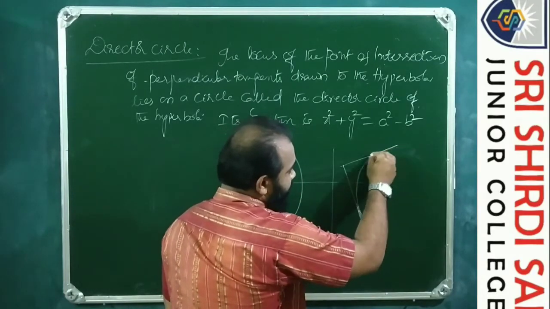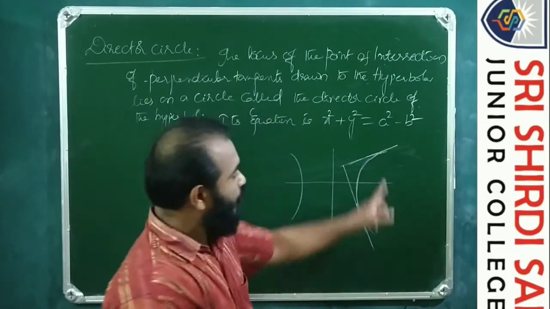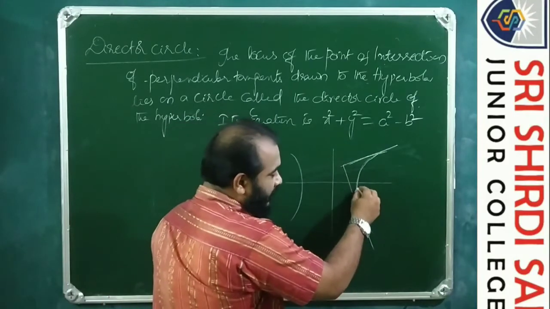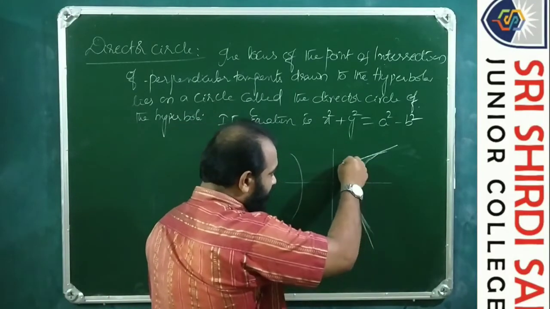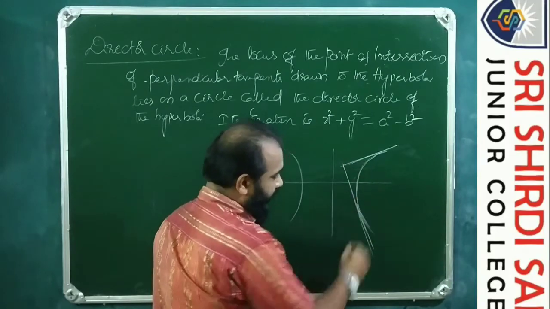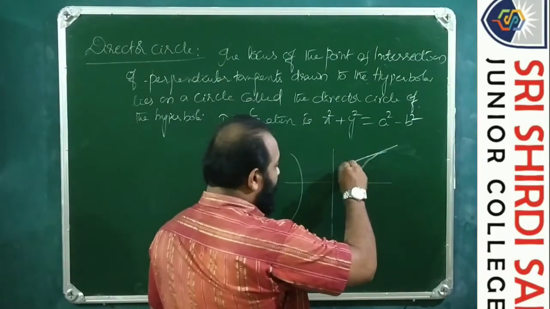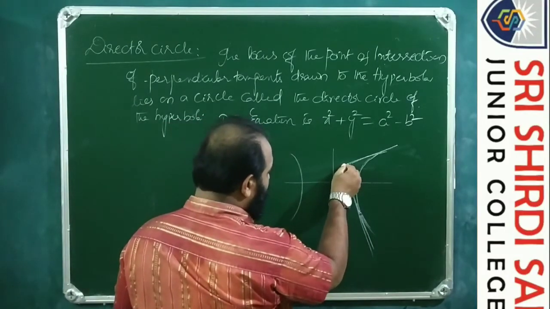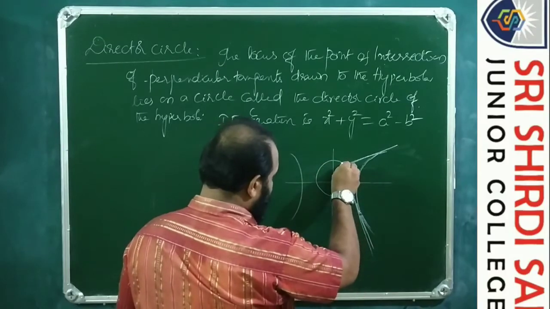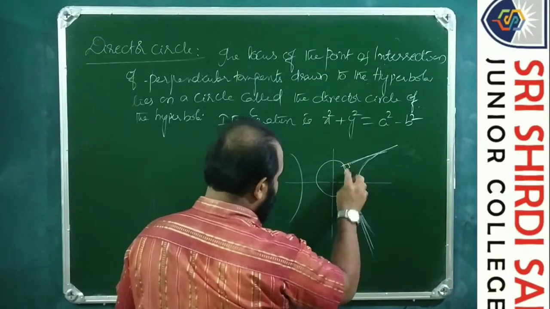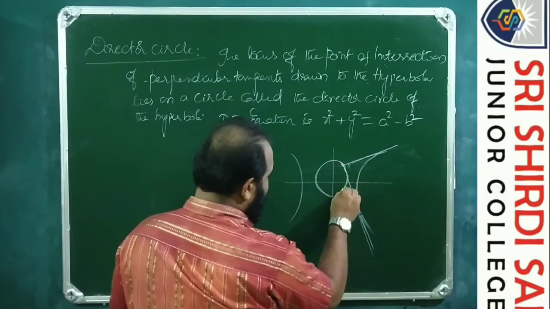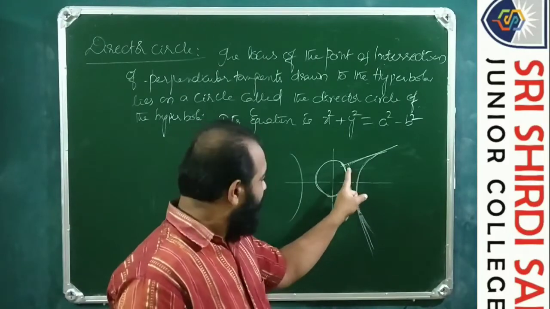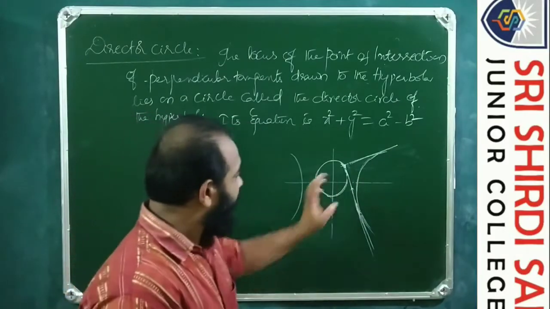So this line is a tangent to the hyperbola at this point. Likewise, for the same hyperbola, this is another tangent at this point. So these two tangents are perpendicular. So therefore, the locus of these points, if you join, then actually this is what we will be getting. The locus of point of intersection of the tangents drawn to the hyperbola lies on a circle. This circle is said to be director circle.